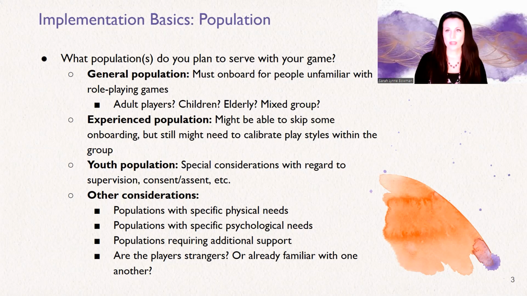Now, there are also youth populations that people will often run games for, and they have some special considerations. And these are with regard to things like supervision. Are you responsible for supervising them? Do they have other people watching them as well? Have you received consent from them or from their parents? Have you received assent from them? These sorts of things. And other considerations around populations are people with special physical needs, special psychological needs, people requiring additional support of some sort. Another thing to just think about is, are the players strangers or are they already familiar with one another? Because that also will require different kinds of strategies often for implementation.